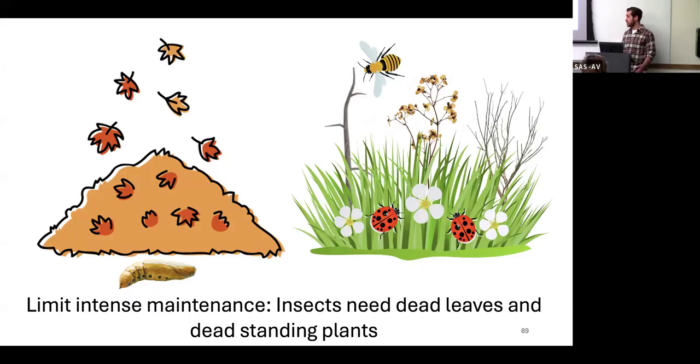And a lot of other insects like bees need hollow dead stems to nest in, to lay their larvae in. So leaving some of that standing dead plant material, even if it's just in one small patch, can go a long way for insects.